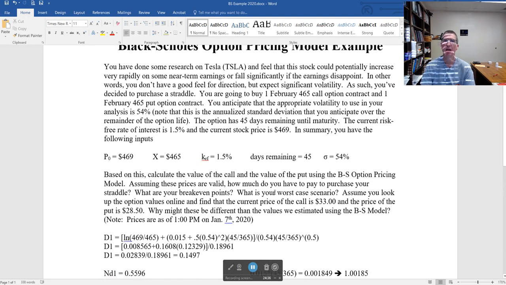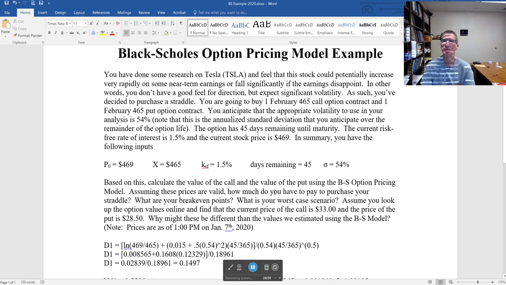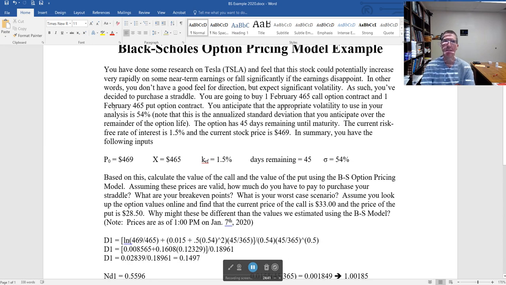So that walks through an application of the Black-Scholes option pricing model by hand. Thank you.